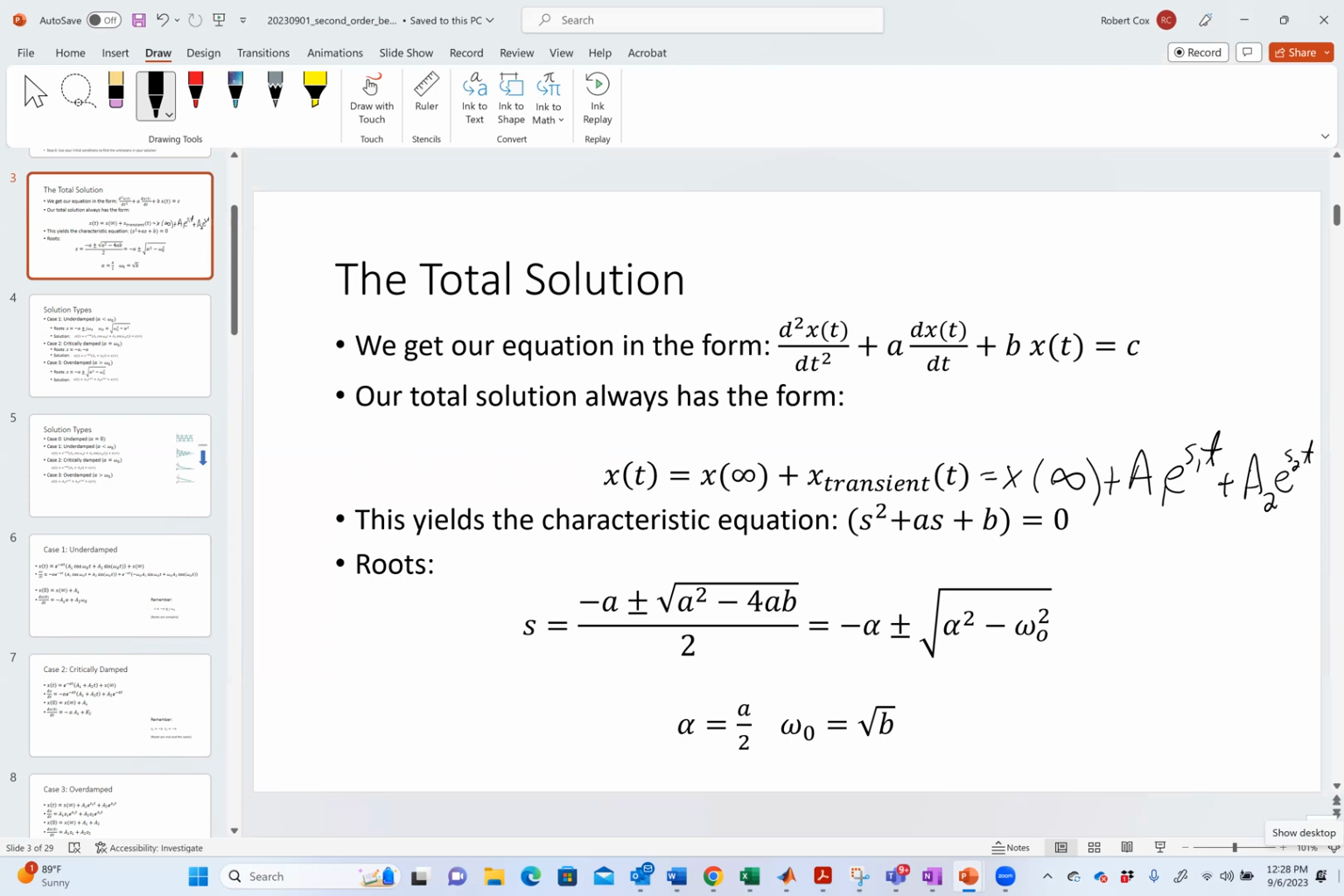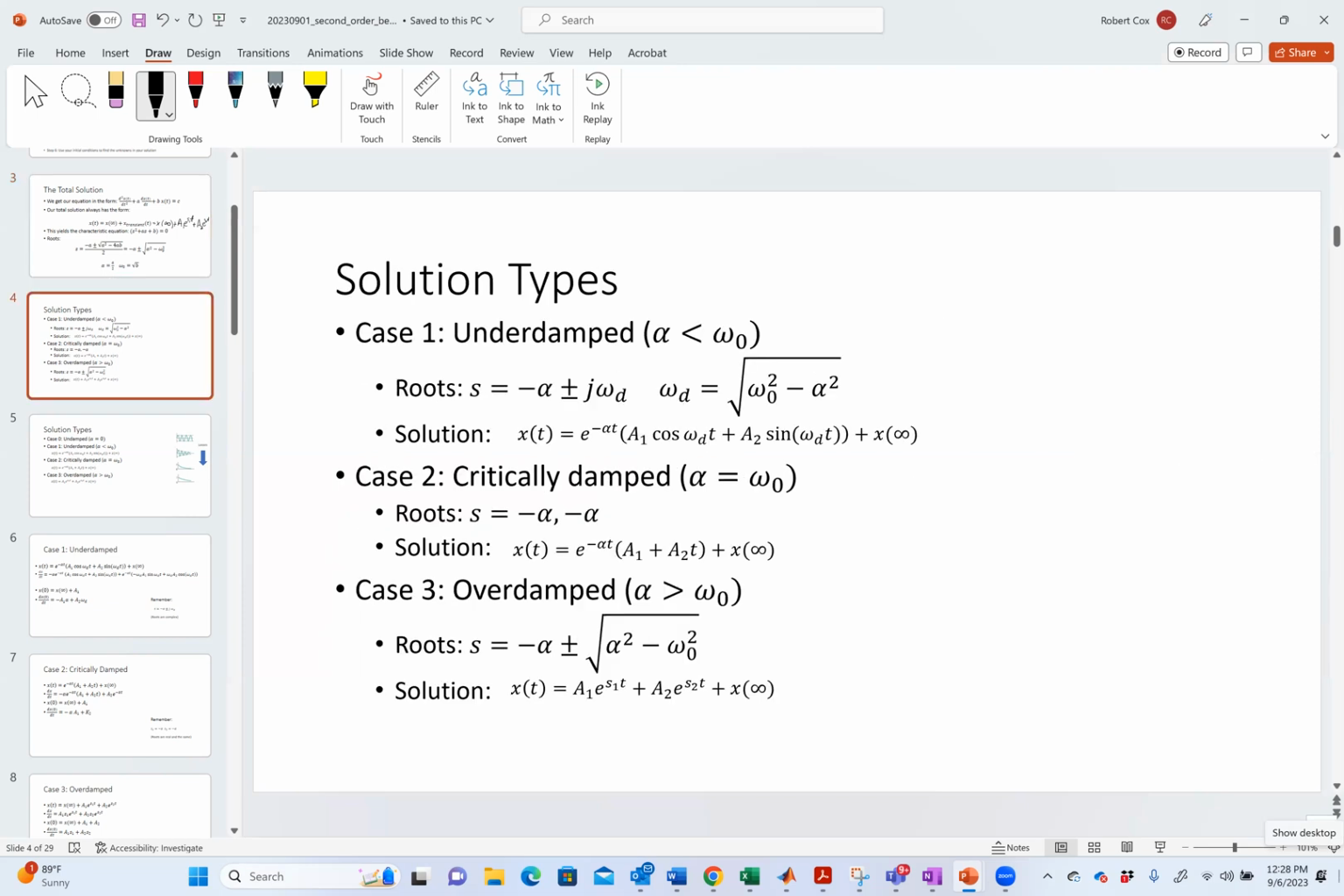What makes them complex? What determines basically the nature of the solution? Looking at that, what determines the nature of the solution? Yeah, that's the square root of alpha squared minus omega naught squared. That could be positive, or it could be negative, right? So basically, we end up with three choices, and these are summarized in the notes. Basically, underdamped, critically damped, overdamped.